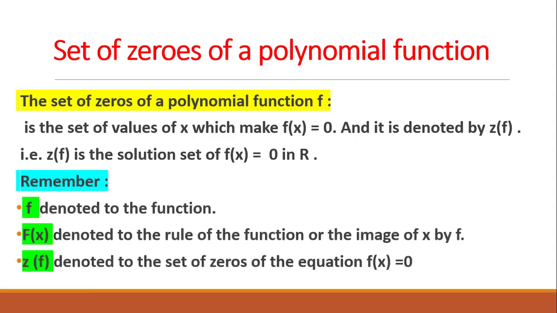The function is denoted by f. F of x means the rule of the function of x by this function f. Z of f means the set of zeros of the equation f of x equals 0.